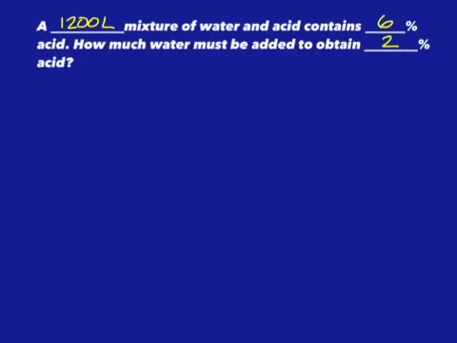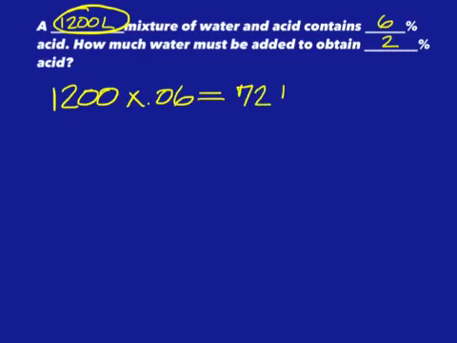Another practice problem. A 1,200 liter mixture of water and acid contains 6% acid. How much water must be added to obtain 2% acid? The solution is to start with the 1,200 liters total and multiply it by 0.06, which is the decimal form of 6%, represents the acid. That will give us a total of 72 liters of acid.